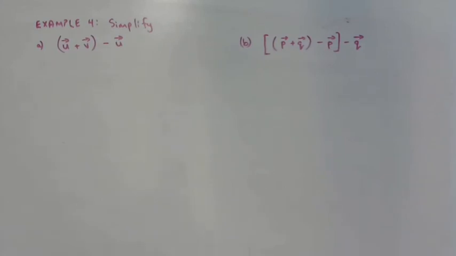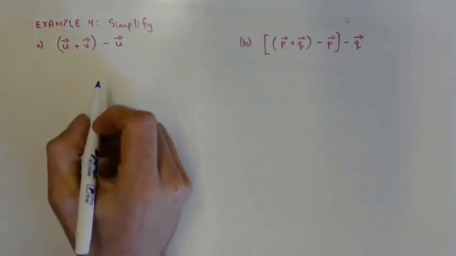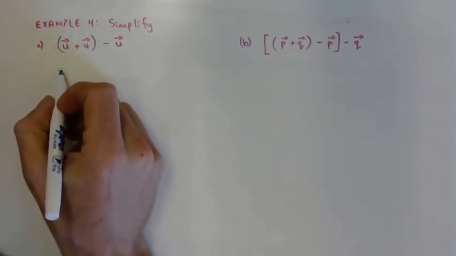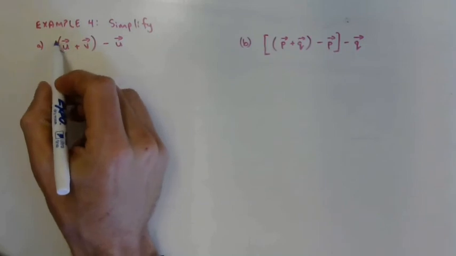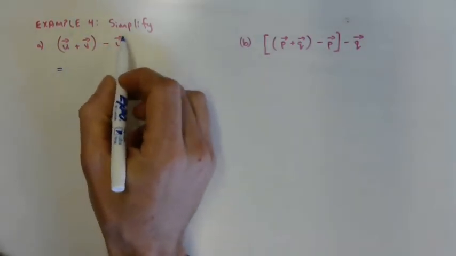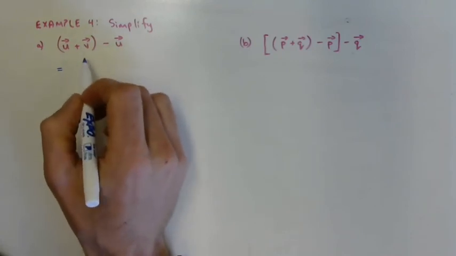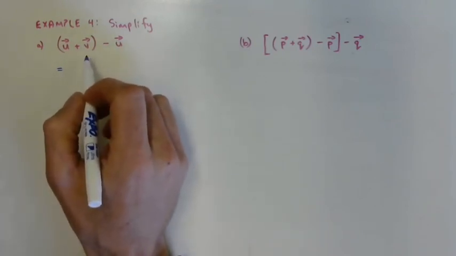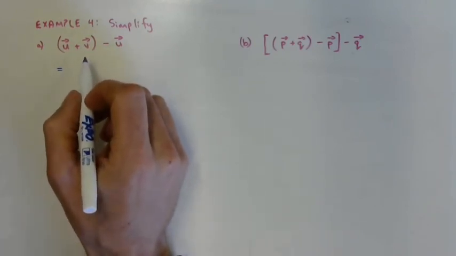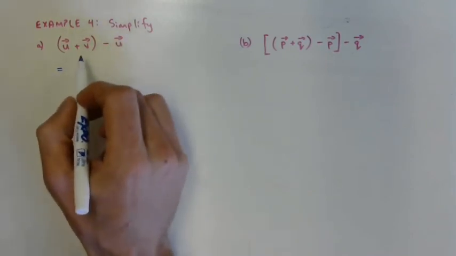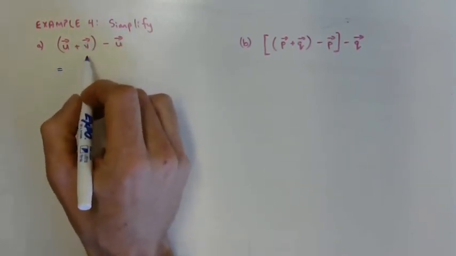All right, example 4, we're just asked to use our algebra skills to simplify things. If you look at these, they're not difficult at all. I can see that I'm going to have a u and opposite of u. That's going to create a 0 vector, and the only thing that's going to be left is the vector v. Okay, so that's going to be really easy. The simplified expression is just vector v.